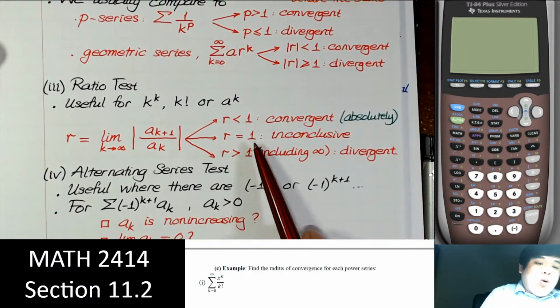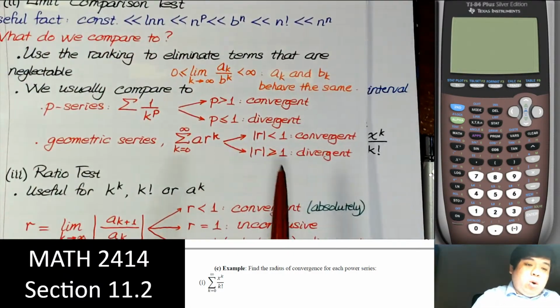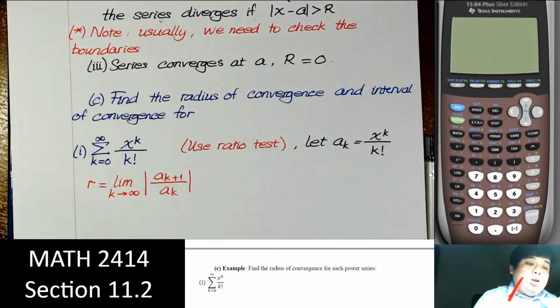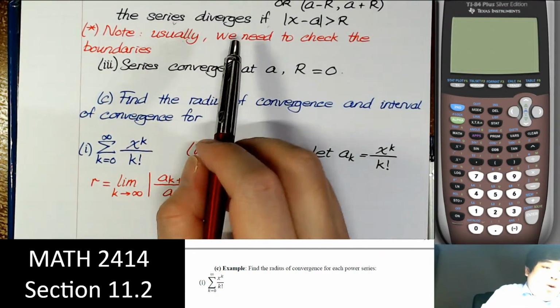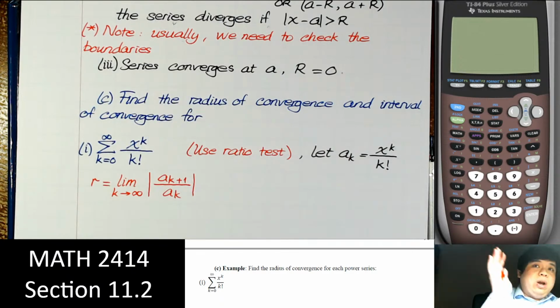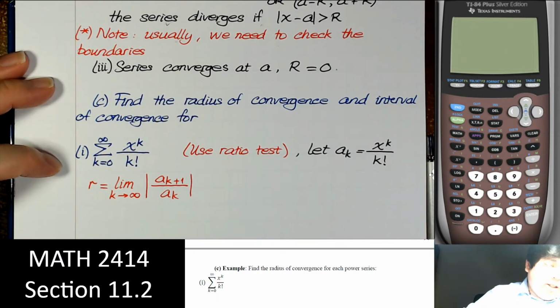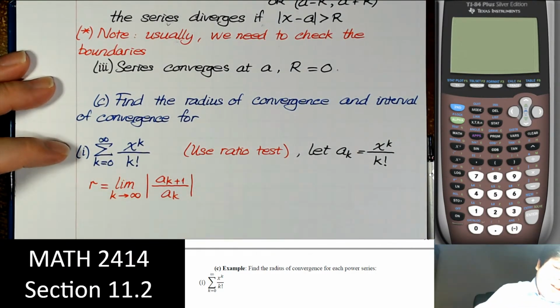So that's why when it is equal to 1, it is inconclusive. That's why we need to check the boundary, because when it is equal to 1, we don't know what will happen. Right, so we do that.